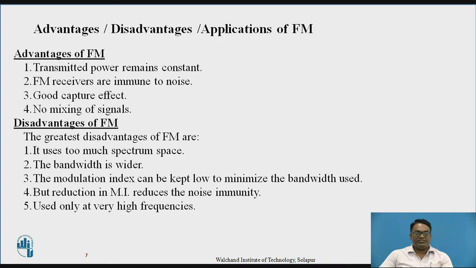What are the disadvantages of FM? The greatest disadvantage of FM is that it uses much of the spectrum space. The bandwidth required is more, that is, the bandwidth is wider. Modulation index can be kept low to minimize the bandwidth, but reduction in modulation index reduces the noise immunity. It is used only for very high frequencies, that is VHF and UHF.